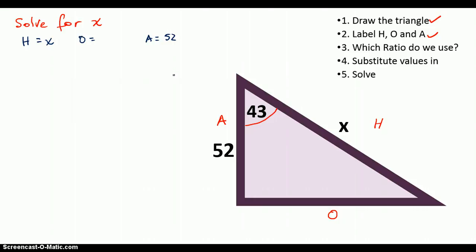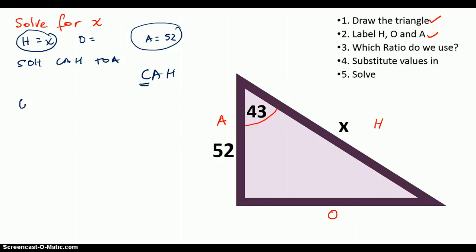So if you want to use a ratio to solve this question, we need to have a look now. What two pieces do we have? We have a value for the A, and we have a value for the H. Despite the fact that it's an x, we still have a value for it. So if you look at our SOHCAHTOA, A and H, that falls under CAH, which means that we can use C, or in other words, cos, to solve this equation.